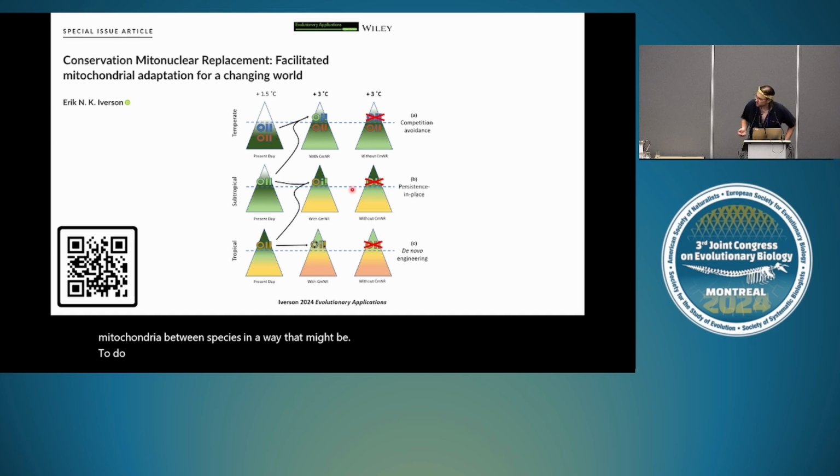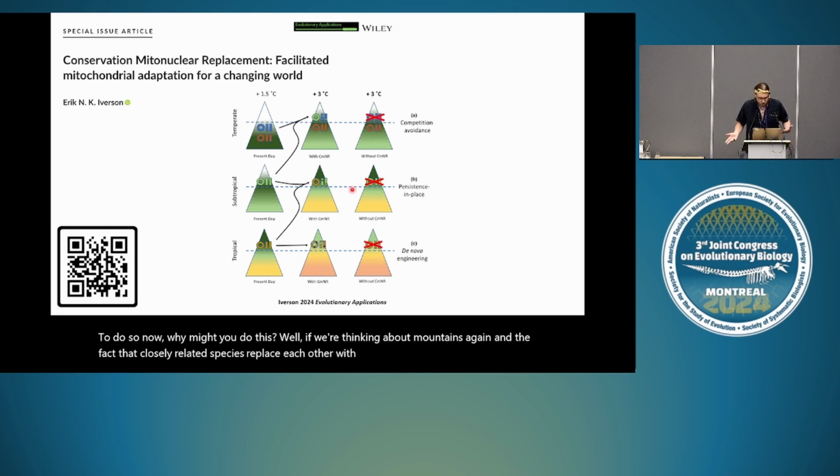Now, why might you do this? Well, if we're thinking about mountains again and the fact that closely related species replace each other with elevation, we may have a scenario where everybody is moving up in elevation, and there are cases in which species are going to go extinct at the top of a mountain, or they may be unable to move up in elevation due to a barrier of low oxygen content or something.